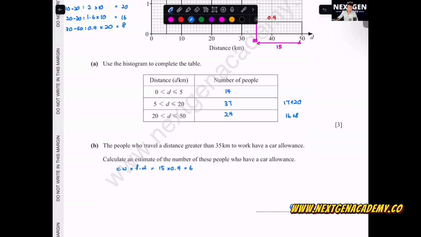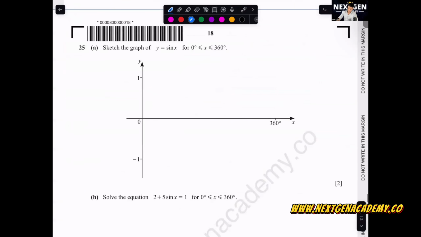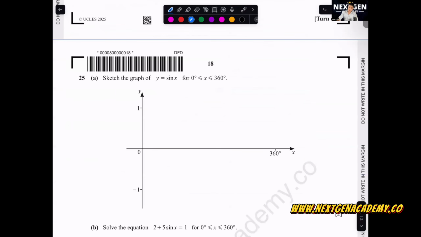Okay, two more questions. First one, sketch the graph y equals to sine x. So they will ask you sine, cos, or tangent. Nothing more, nothing less. Just remember how to do y equals to sine x, y equals to cos x, and y equals to tangent x. This one, use your ruler, draw it accurately.